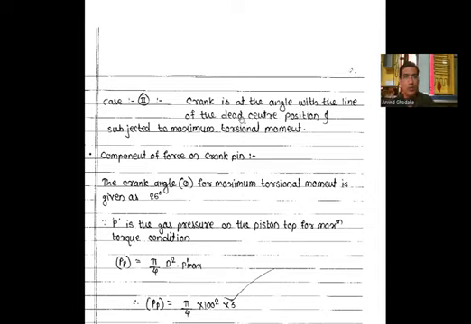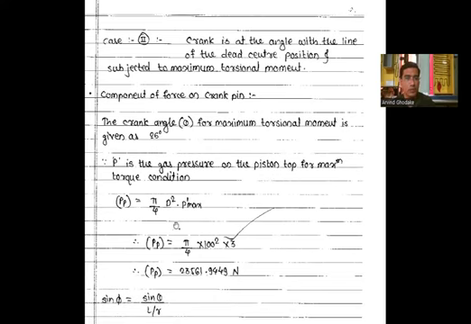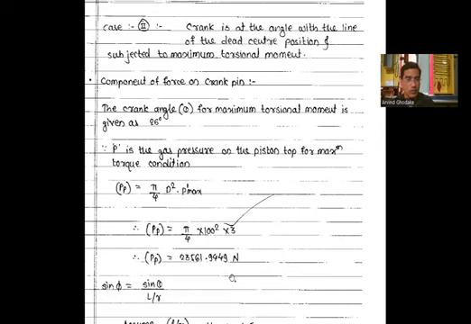Now in case number 2, the crank is at an angle with the line of dead center position and subjected to the maximum torsional moment. Therefore, we find the component of the force on the crank pin. The crank angle theta for maximum torsional moment is 25 degrees. P is the gas pressure on the piston top for the maximum torque condition. Therefore, PP is equal to pi by 4 D square P max. So you will get PP equal to 23,561 Newton.